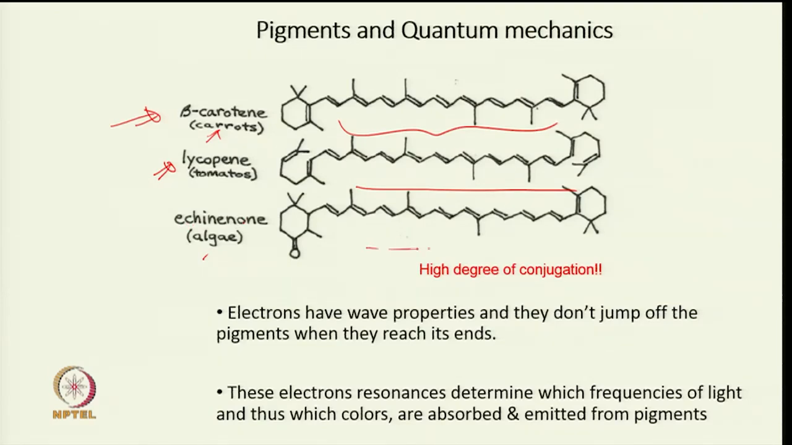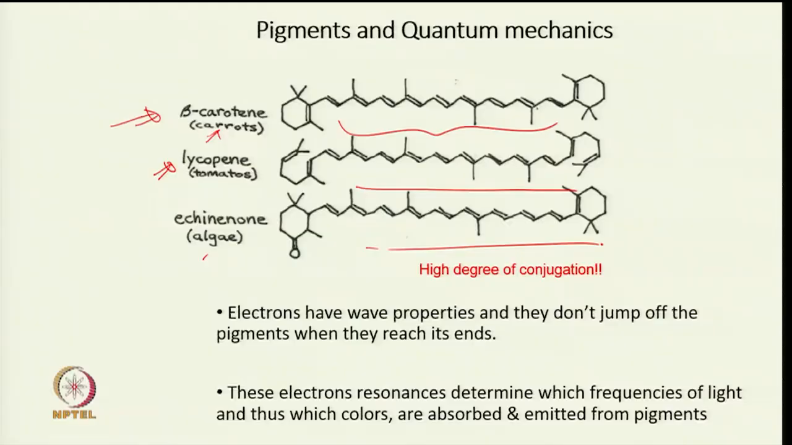echinone, and here is the conjugation. And you can now see that there is a high degree of conjugation in this compound, and that basically results in color. Electrons here, you can think of electrons as having a wave nature, and they don't jump off the pigment when they reach its end. The electron resonance determines which frequency of light, and thus which color, is absorbed or emitted from the pigment. So it is not very difficult to calculate that.